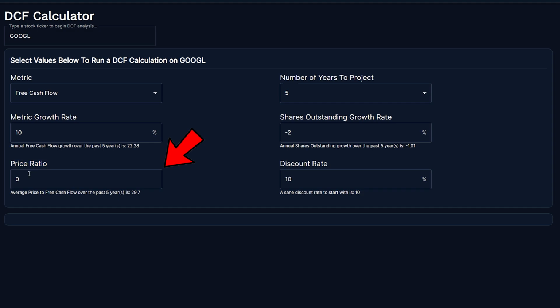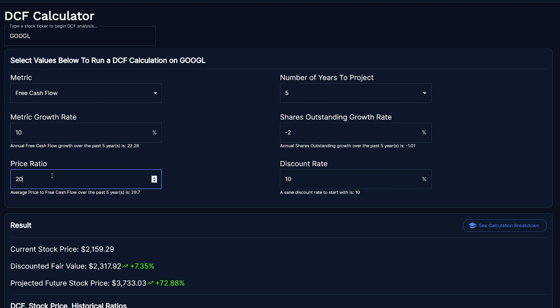Now, the next input is the price ratio that we are expecting the stock to trade at 5 years in the future. And once again, Stock Unlock tells us that the average price to free cash flow ratio for Google over the past 5 years was about 29.7, or essentially about 30. Now, again, I like to be conservative in my own calculations here, so I'm going to enter in a price to free cash flow of only 20 for Google in the future. That's actually well below where it has traded over the past 5 years.